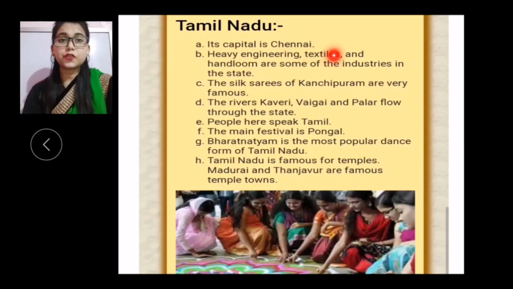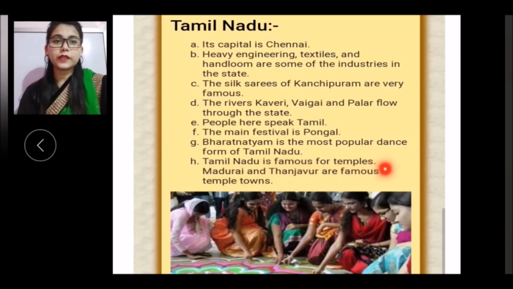Its capital is Chennai. Heavy engineering, textiles and handloom are some of the industries in the state. The silk sarees of Kanchipuram are very famous. The rivers Kaveri, Vaigai and Palar flow through the state. People here speak Tamil. The main festival is Pongal. Bharatanatyam is the most popular dance form of Tamil Nadu. Tamil Nadu is famous for temples. Madurai and Thanjavur are famous temple towns.